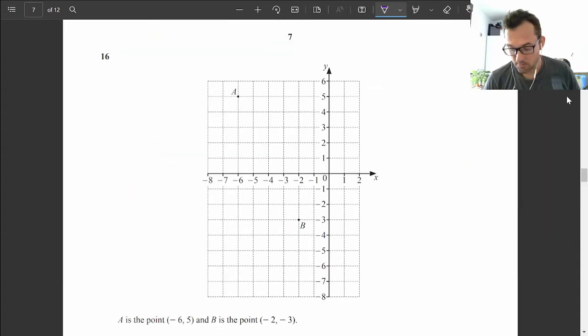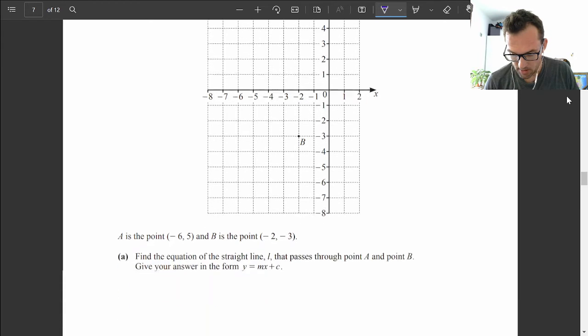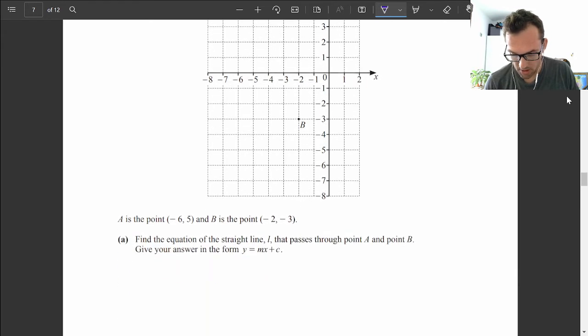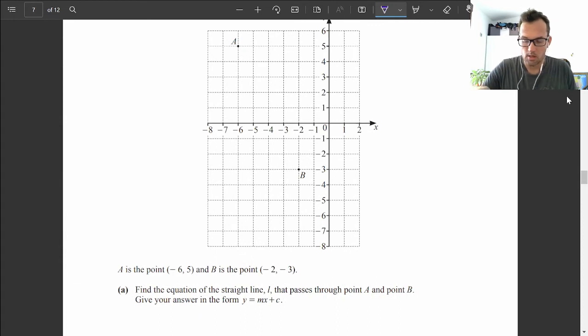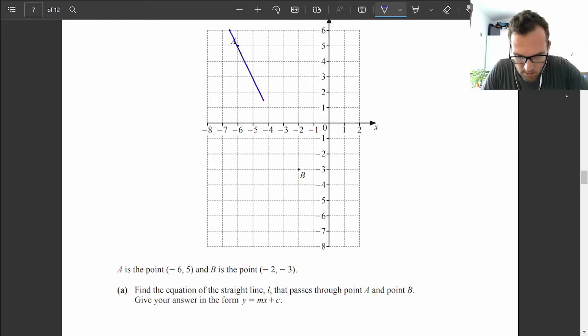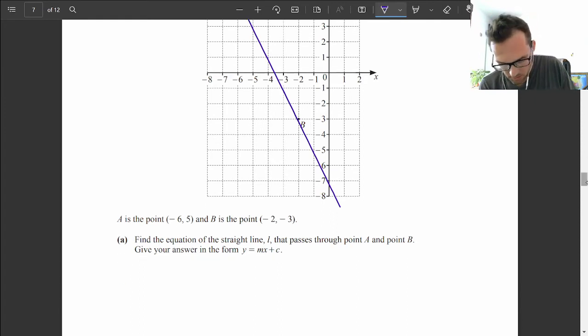Question 16, they give us 2 points and they tell us to find the equation in y equals mx plus c. So they help us quite a lot there. So let's think about what is y equals mx plus c. Well, first of all, let's draw the actual line that goes through those points. There we go. Okay, now remember, in y equals mx plus c, the m is the gradient.